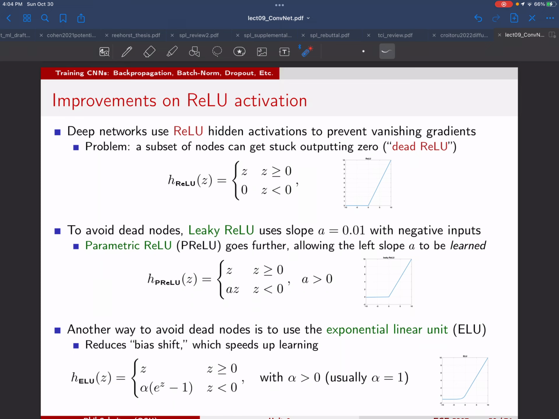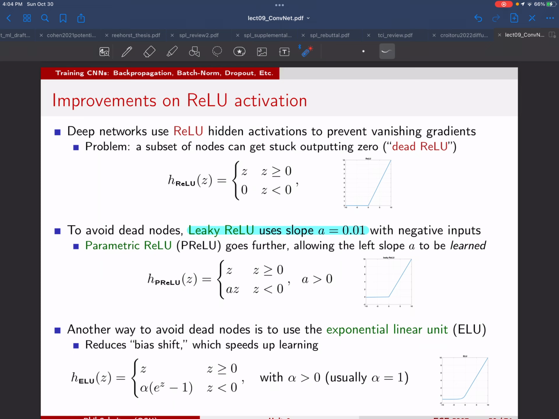However, sometimes what can happen is that after you're done training, you notice that a subset of nodes in your network are just doing nothing. They're always stuck outputting 0. This is called the dead ReLU problem. One of the ways to avoid this is to give the left side a little bit of a slope. This is called leaky ReLU. You might use a slope of 0.01. Overall, it still behaves the same, but this 0.01 is just enough to prevent these nodes from getting completely dead and causes the network to learn to do something with those nodes.